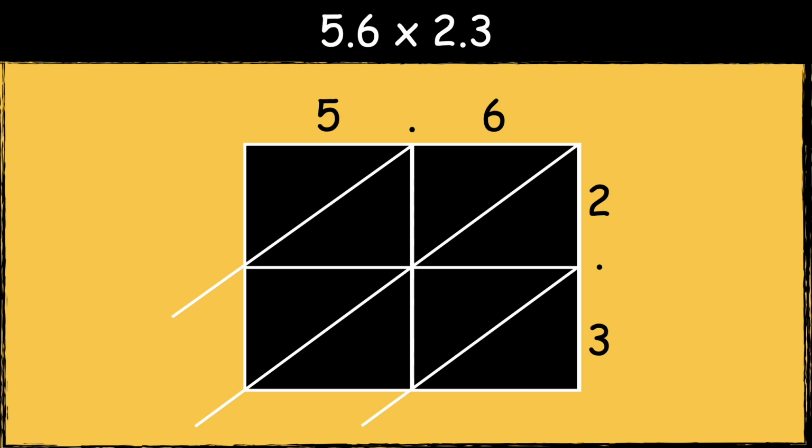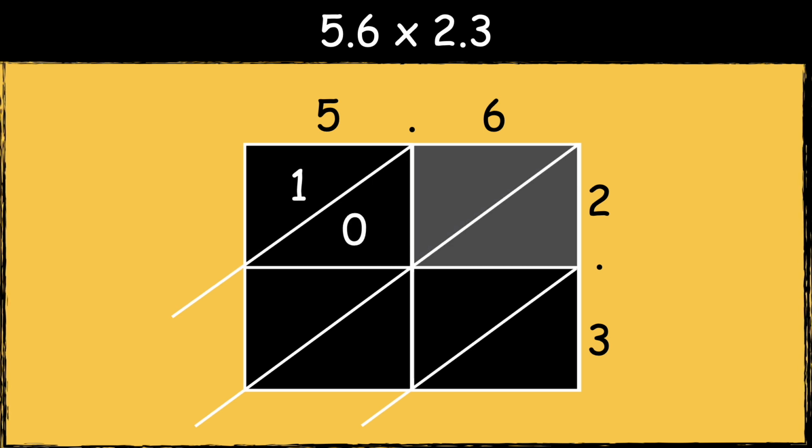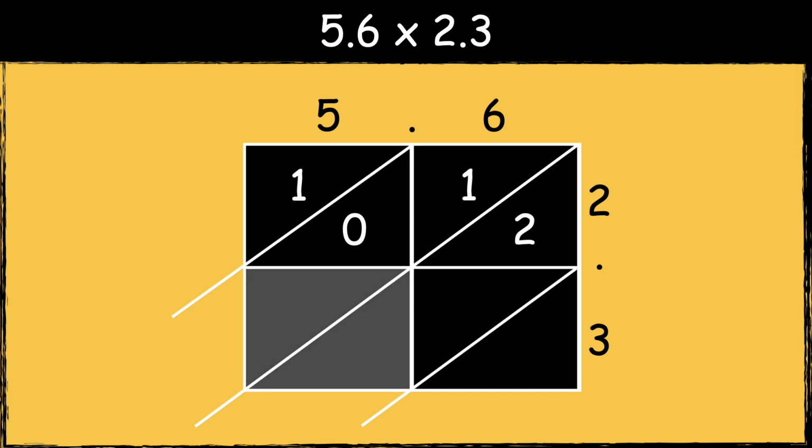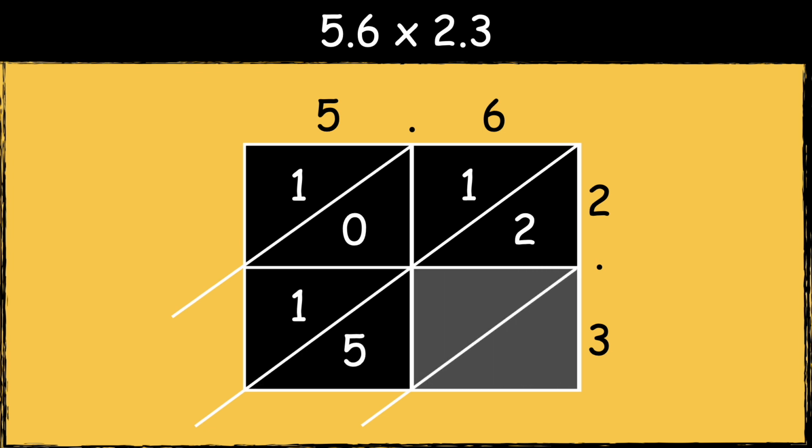First, we're going to ignore the decimal points for now and just multiply the digits that we can see. 5 times 2 is 10. Notice how each box is split into tens and ones, so each triangle has 1 digit. 6 times 2 is 12. 5 times 3 is 15. And 6 times 3 is 18.